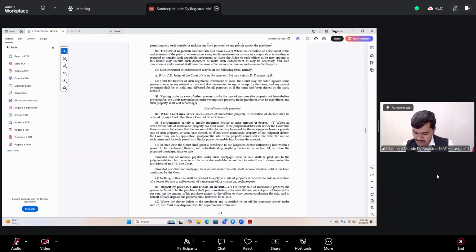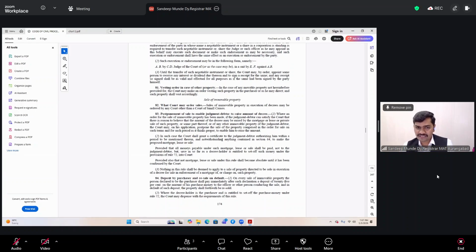The next, Rules 82 to 96, deal with the sale of immovable property. When the immovable property is attached, what procedure is required to be followed? What court may order sales? Sales of immovable property in execution of a decree may be ordered by any court other than a court of small causes. All courts are competent to give the order with regard to the sale of immovable property except the small causes court. Postponement of sale to enable the judgment debtor to raise the amount of the decree.